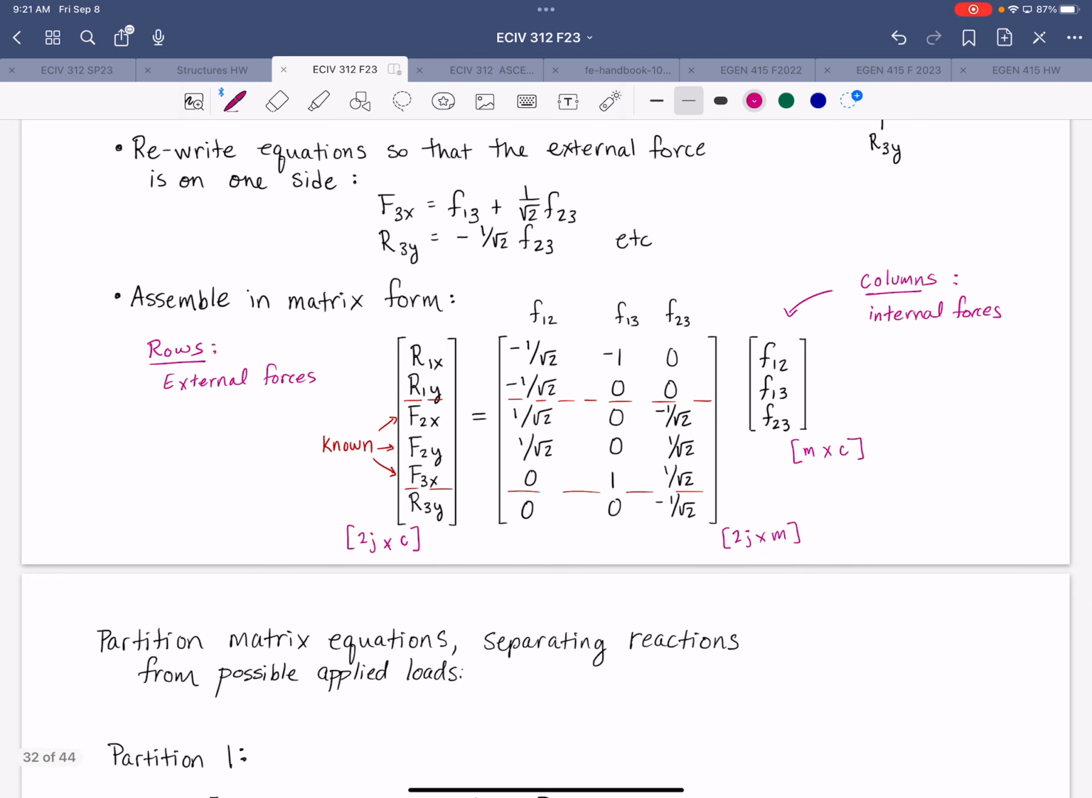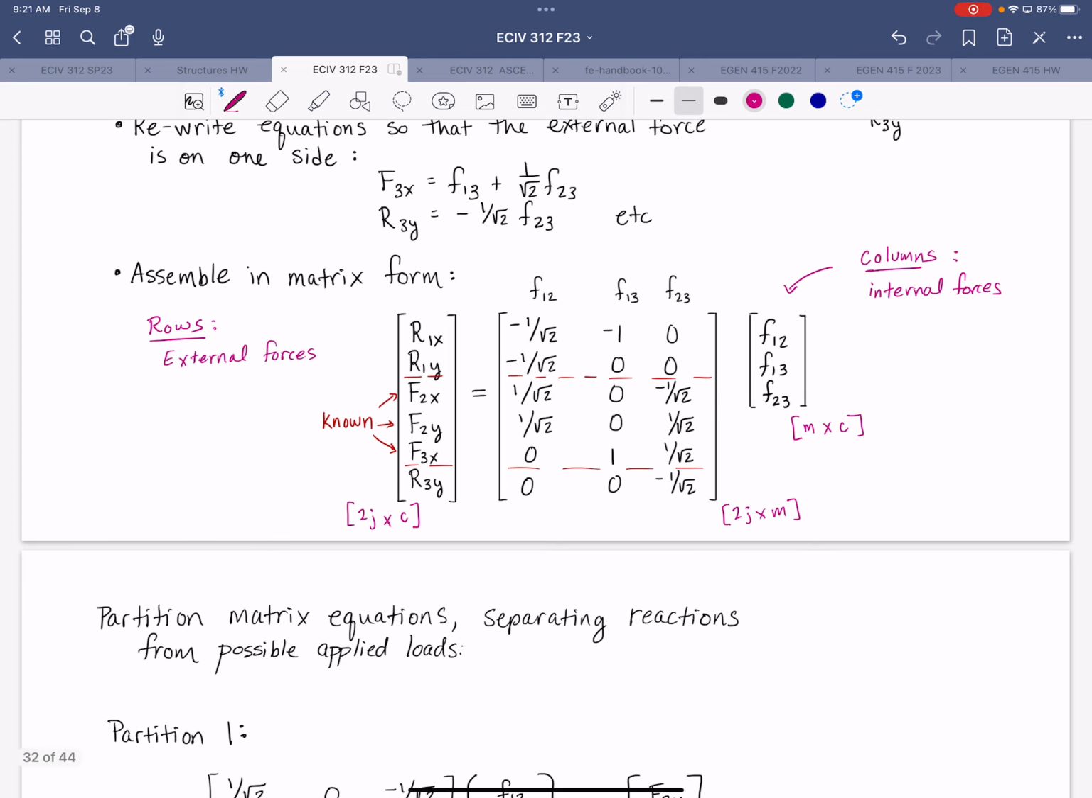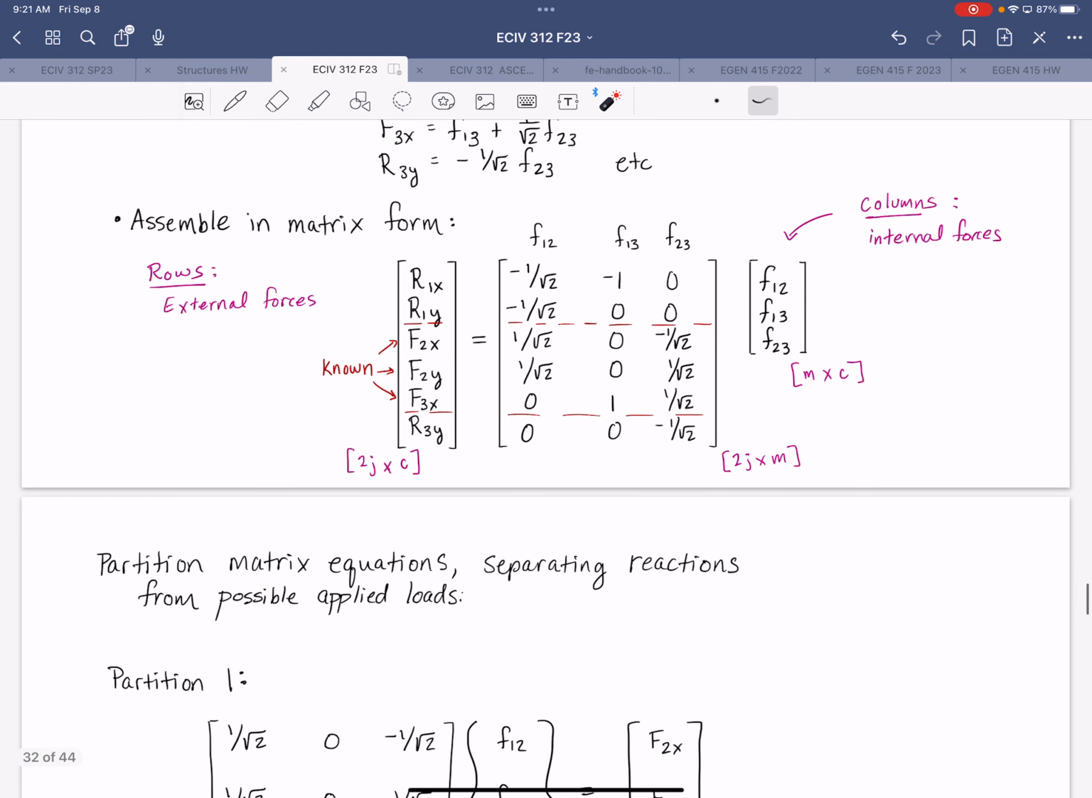Now, the next step, in order to solve it, right, we want to apply matrix partitioning. So we're going to separate the reactions, which are the unknown external forces, from the applied loads, which are the known external forces, right? And so that's represented by these dashed lines here. In this case, the known forces are all grouped together. It doesn't really matter what order you write these equations in when you assemble your matrix, just as long as you make sure to keep track of all the terms as you do that.